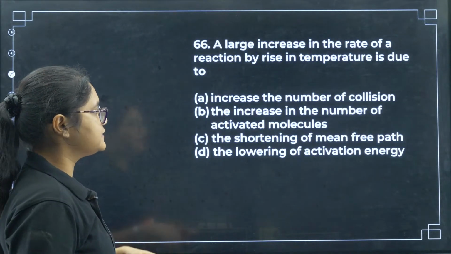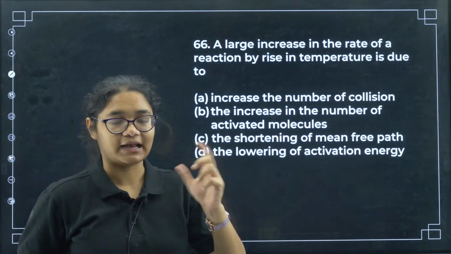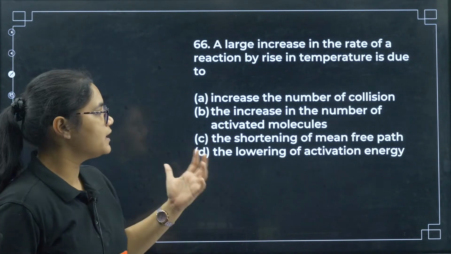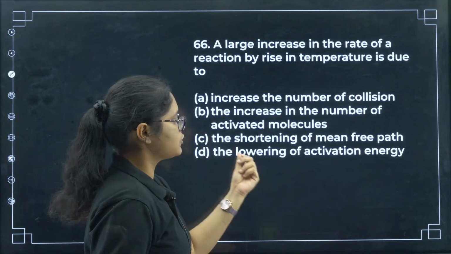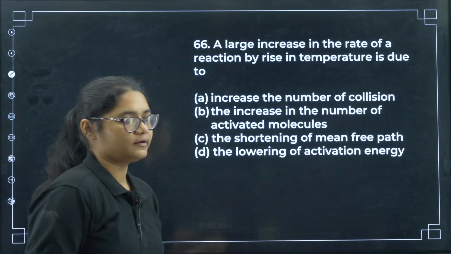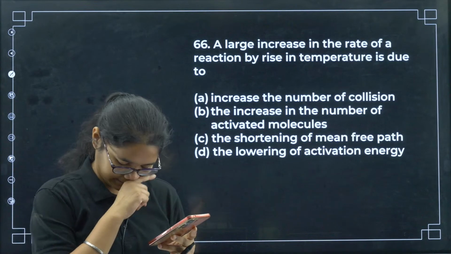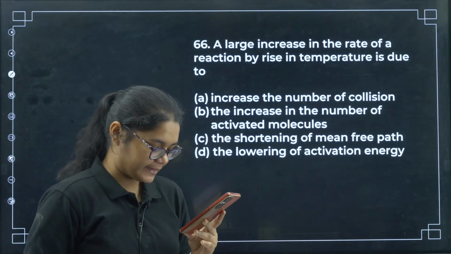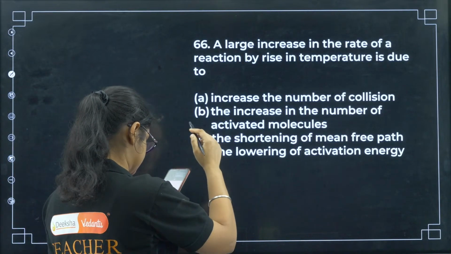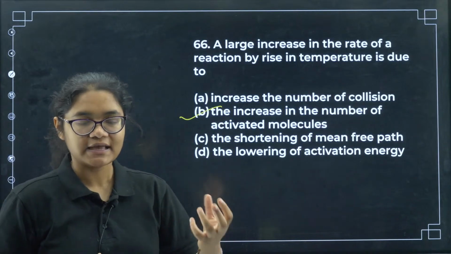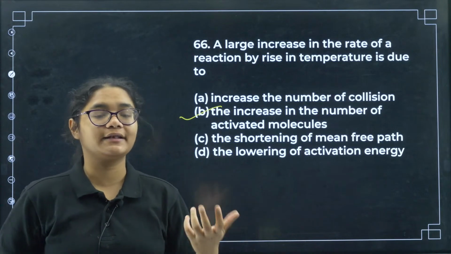Next, a large increase in the rate of a reaction by the rise in temperature is due to? We know that when we increase the temperature by 10 degrees Celsius, the rate of the reaction almost doubles. What exactly happens? The increase in the number of collisions, the increase in the number of activated molecules, the shortening of the mean free path, or the lowering of the activation energy. Yes, Shushmita is correct here, 66 is B. The molecules having energy greater than the activation energy are called activated molecules. So the number of activated molecules increases.